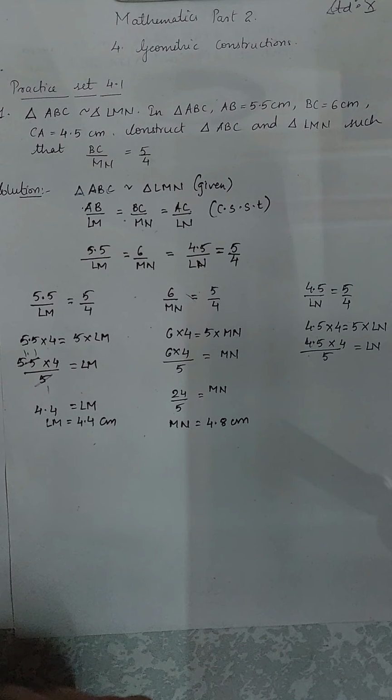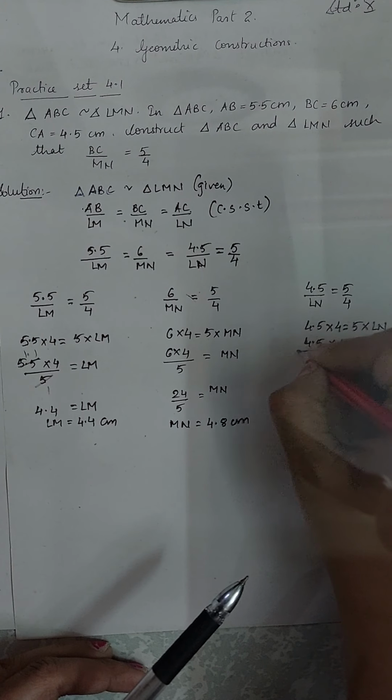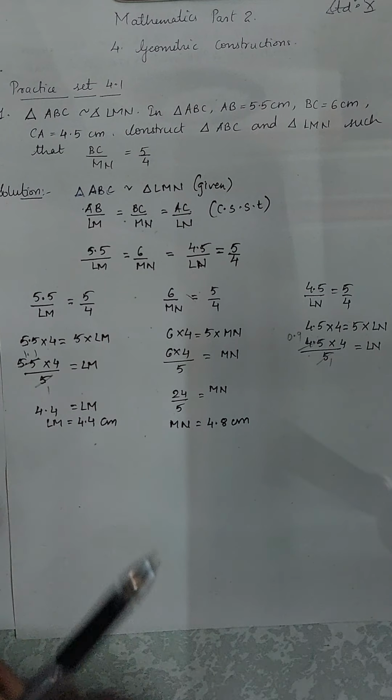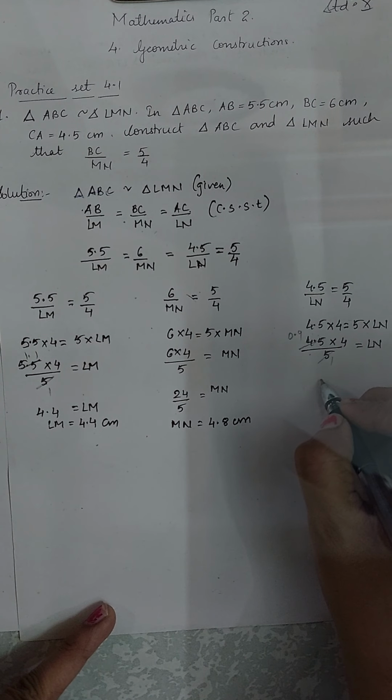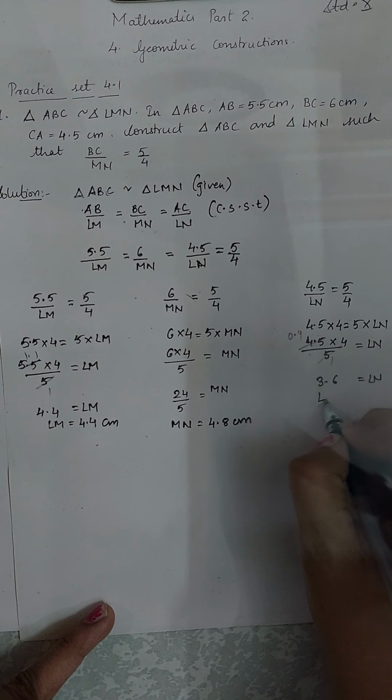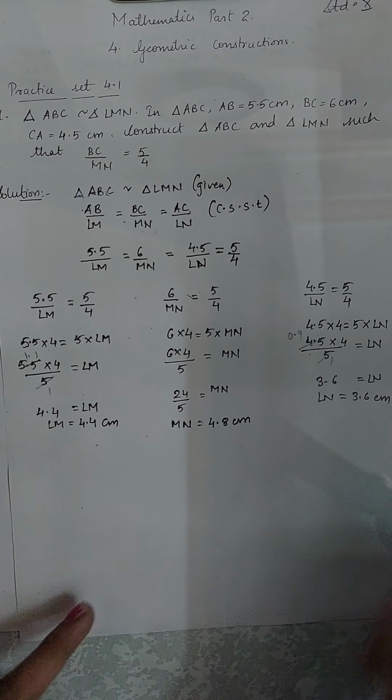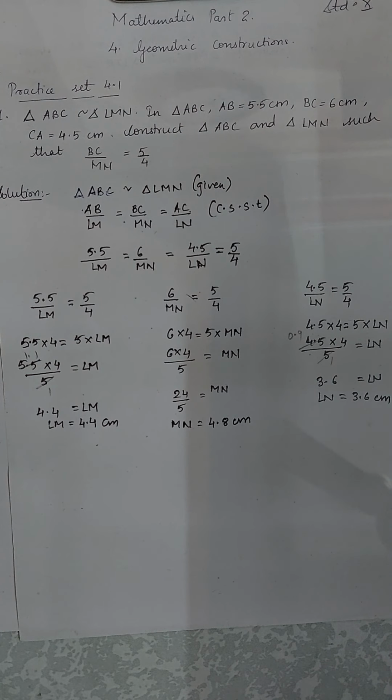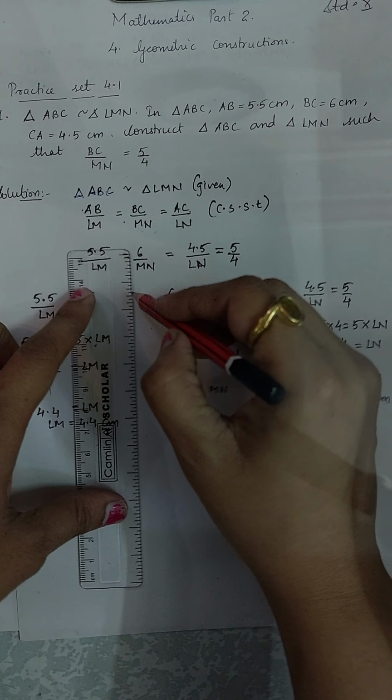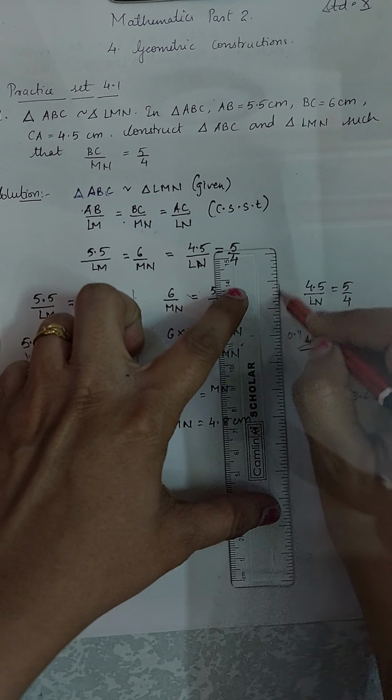So 5 ones are 5 and 5 nines are 45. So this will be 3.6 is equal to LN, and therefore we'll say LN is equal to 3.6 centimeter. As you can see, we have got all the three sides of triangle LMN. I hope you have understood how we have found it out.